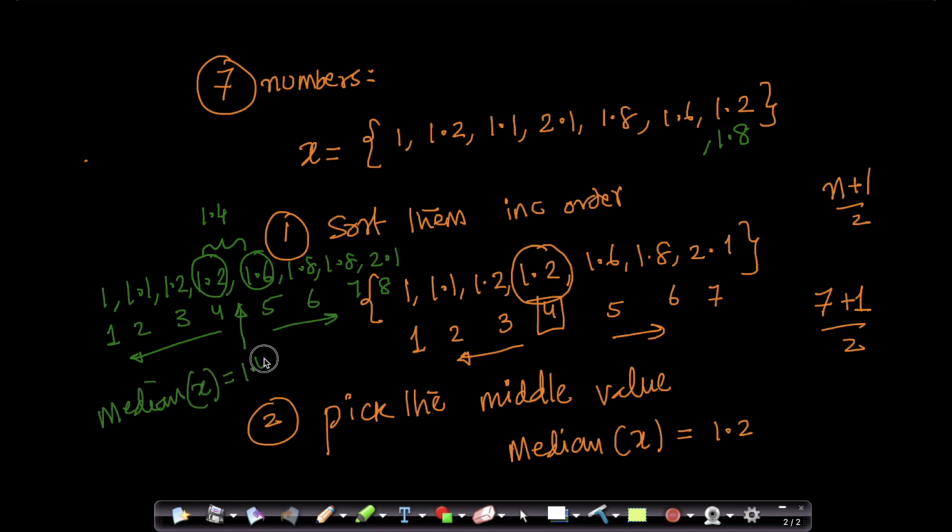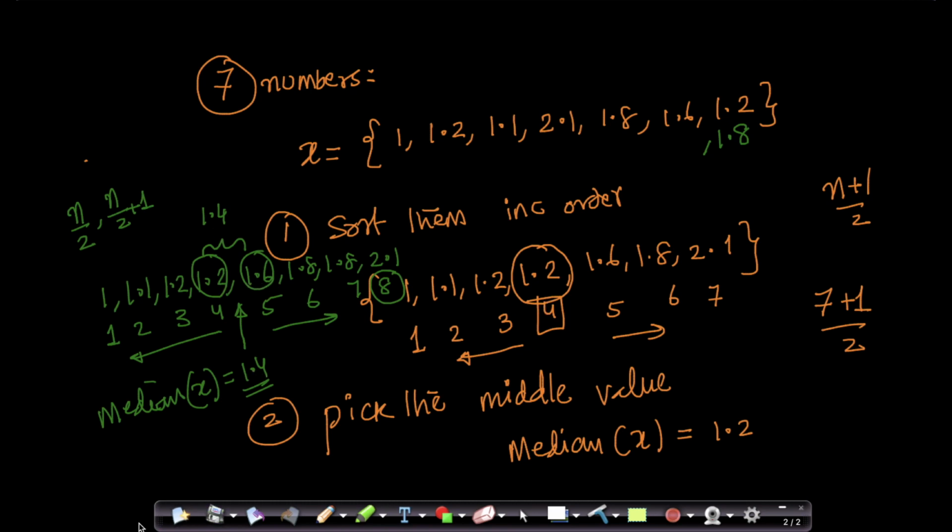So if n is even, basically what you do is you take the points at index n/2 and index n/2 plus 1, and you take the average of both of them. So n/2 here is nothing but the 4th point, n/2 plus 1 is nothing but the 5th point, and you take the simple average of both of these points, which is 1.4. That's how you compute median.